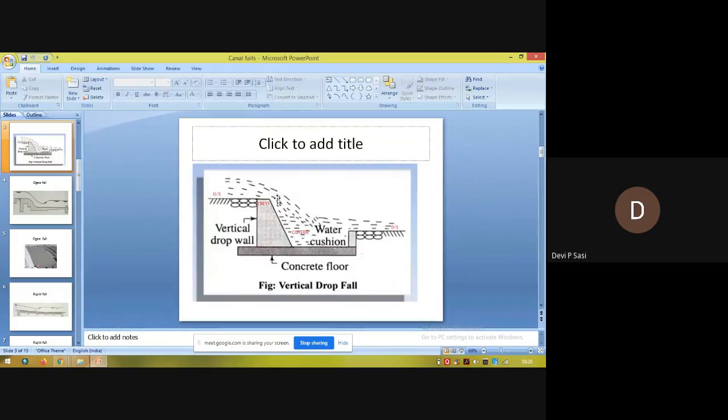So the first step is design of crust. We are using two shapes, trapezoidal and rectangular. The second step is design of cistern.